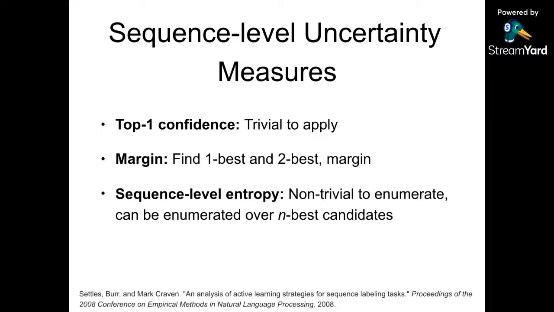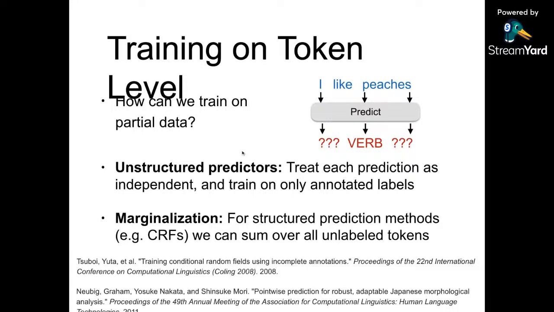And at token level, how can we do it? The main thing will be how we can train on partial data.